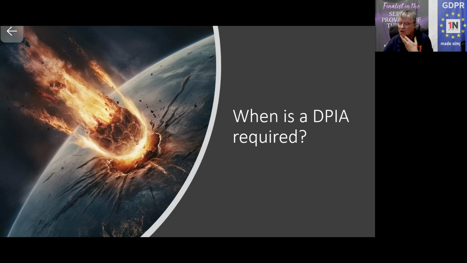When's a DPIA required? Really, any time you're putting in a new process that might endanger people's personal information or data subjects' information. It's in law. It says it's required for any process that you perform regularly. So what does that mean? Well, it means if it's something like payroll, where you're going to be doing that every month, then yes, you need to do it. You need to do a DPIA, without a doubt.